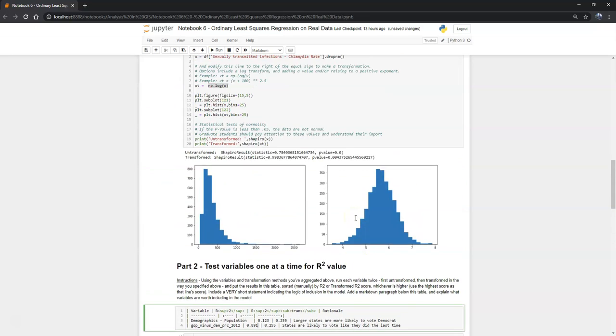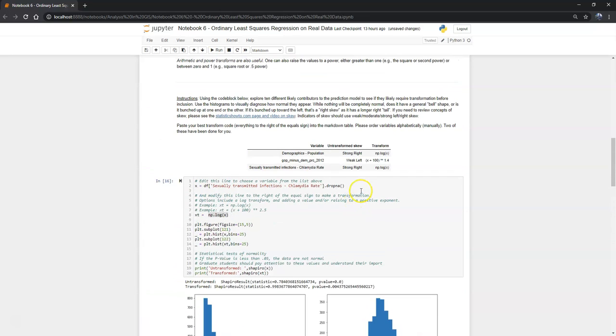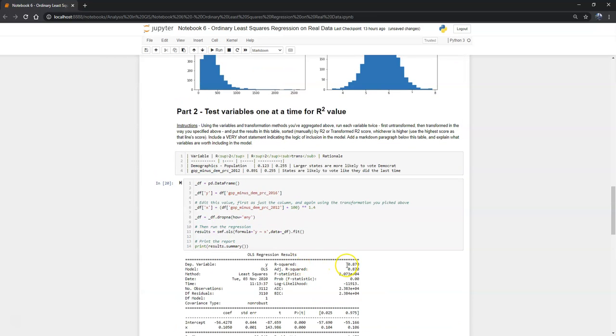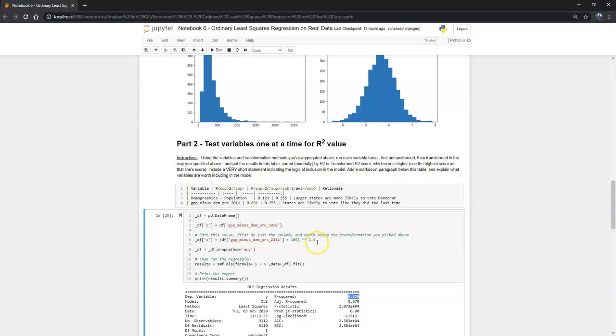And then our transformation for this one is x plus 100 to the power of 1.4. So we are going to edit this: plus 100, and then to the power of 1.4. And here we get a fit of 0.87.